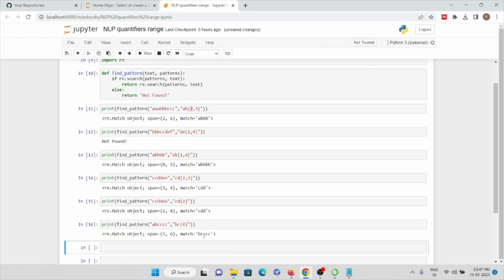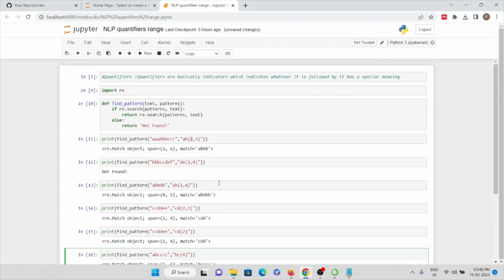Here you can see the match B followed by C 4 number of times. Okay. Here I have not given any range. I have given the exact number as 4. Here you can see the match B followed by C 4 number of times, and the span is between 1 to 6. So here you can see 0, 1, 2, 3, 4, 5, 6. So B followed by C, 4 number of times, and the span is between 1 to 4.